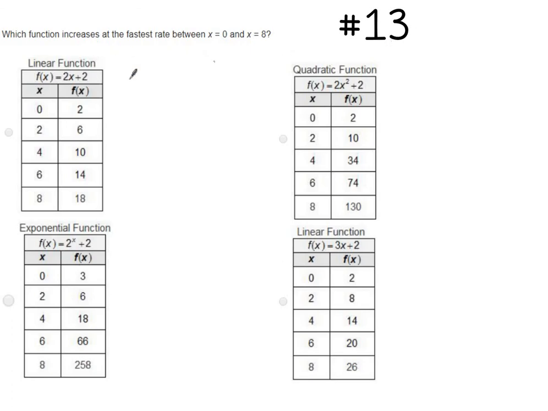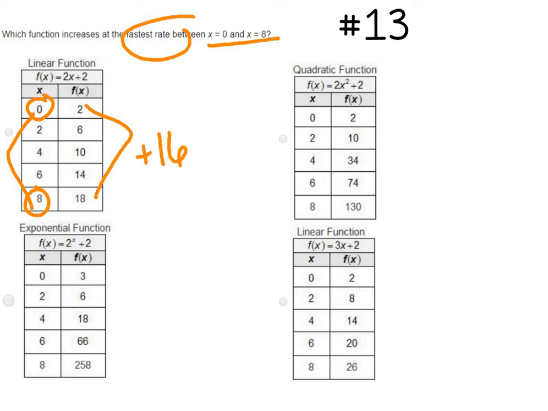Okay, number 13, which function increases at the fastest rate between 0 and 8? Essentially what they're saying is which function grew the most. If I'm going here from 0 to 8, it added from 2 to 18, so it added 16. You're going to go through each one and see which one increased the most.